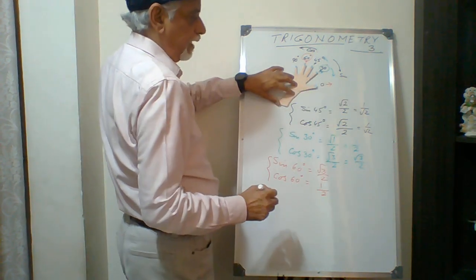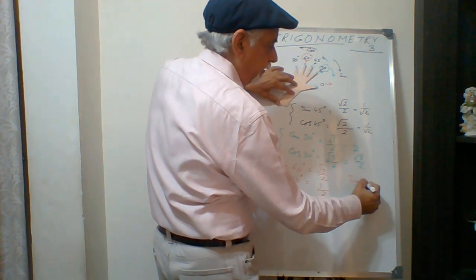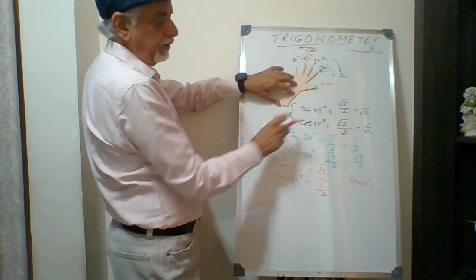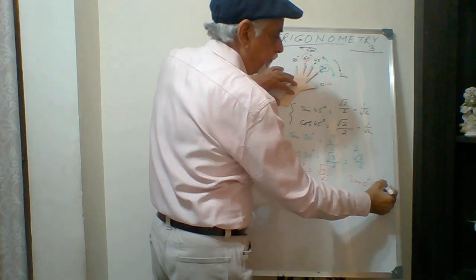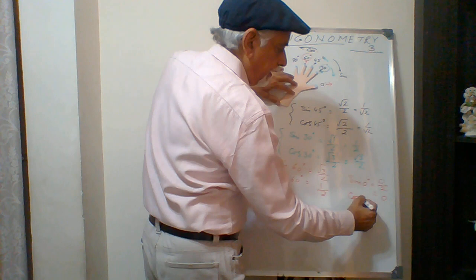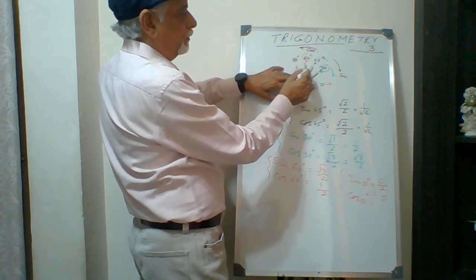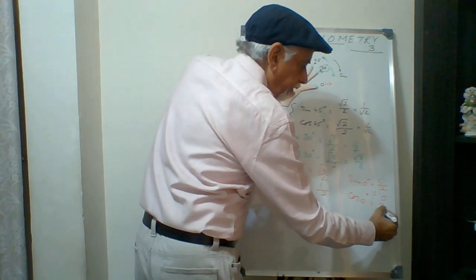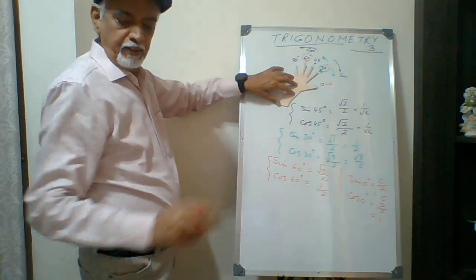For 0 degree, what will happen? Sine of 0 degree. The value will be how many fingers are on the other side of this thumb finger? 0. So it is 0 divided by 2. So the answer is 0. For cos, what will be the answer? Cos 0, we have got 1, 2, 3, 4. Square root of 4 is 2. 2 is divided by 2. So the answer is 1. The cos of 0 is 1.